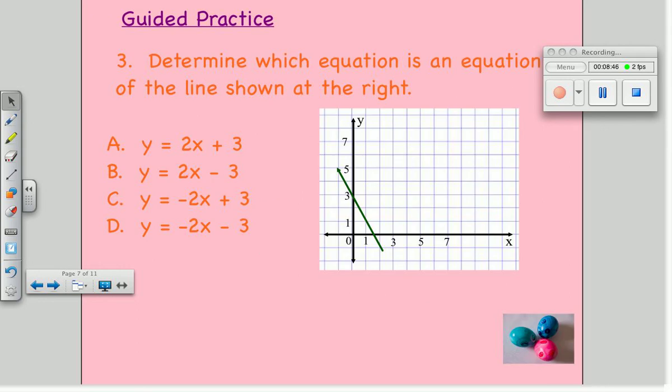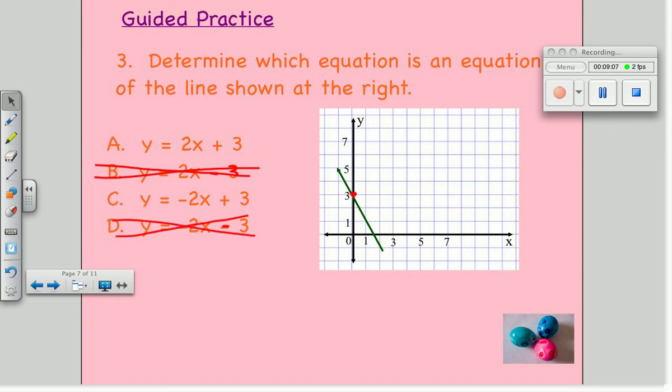Determine which equation is an equation of the line shown at the right. So let's look first for the y-intercept. This line crosses y at 3, and it's positive 3. So this one is negative 3, right? So I know this can't be the answer. This one is also negative 3, so I know that can't be the answer.